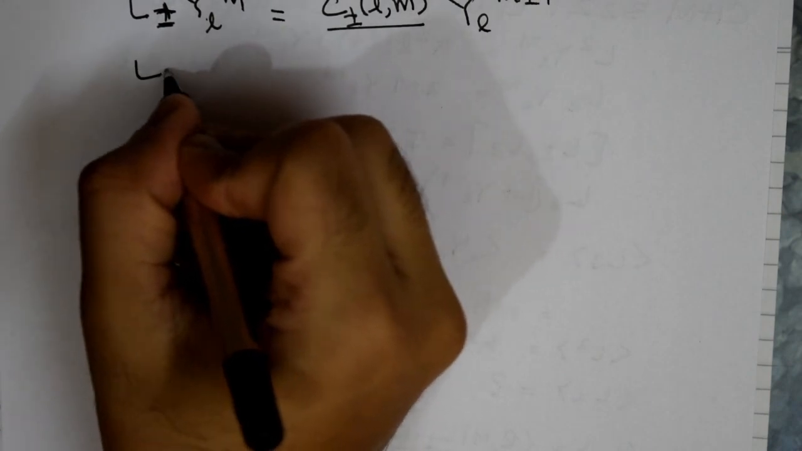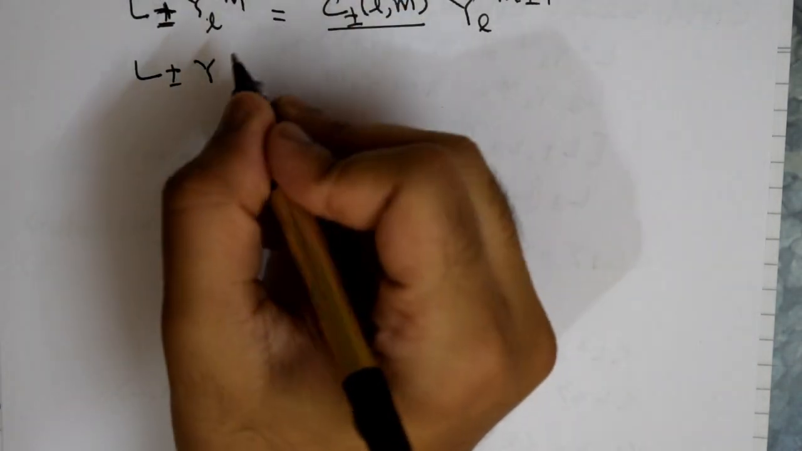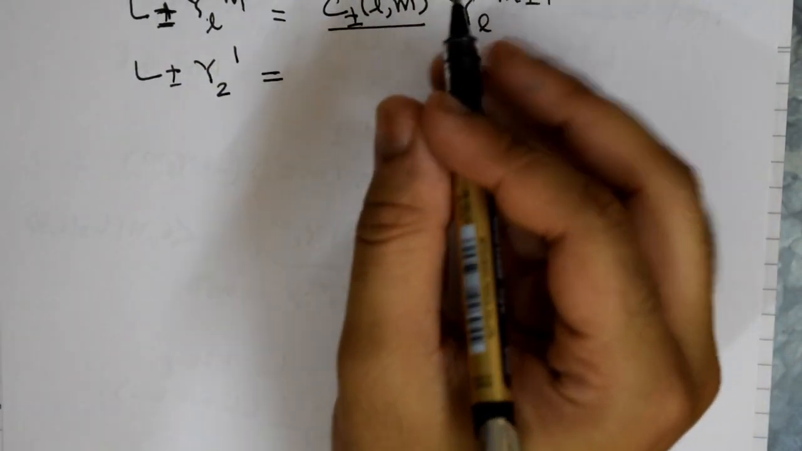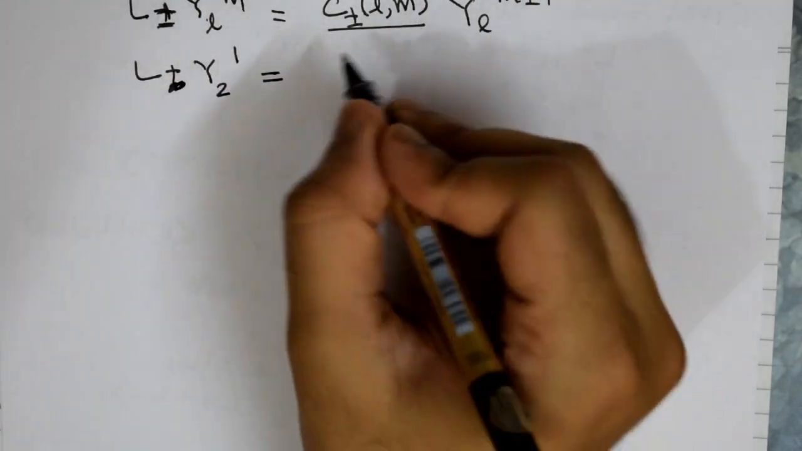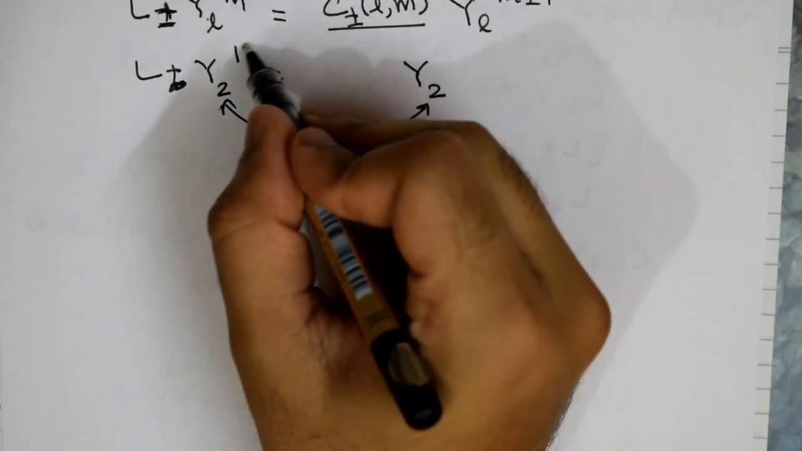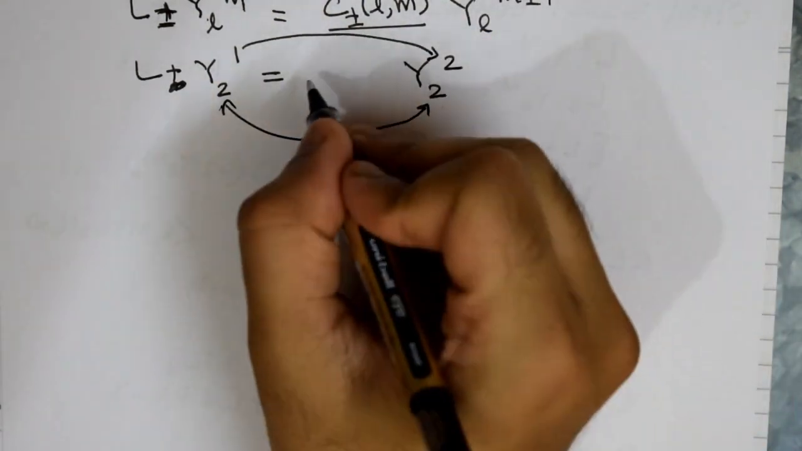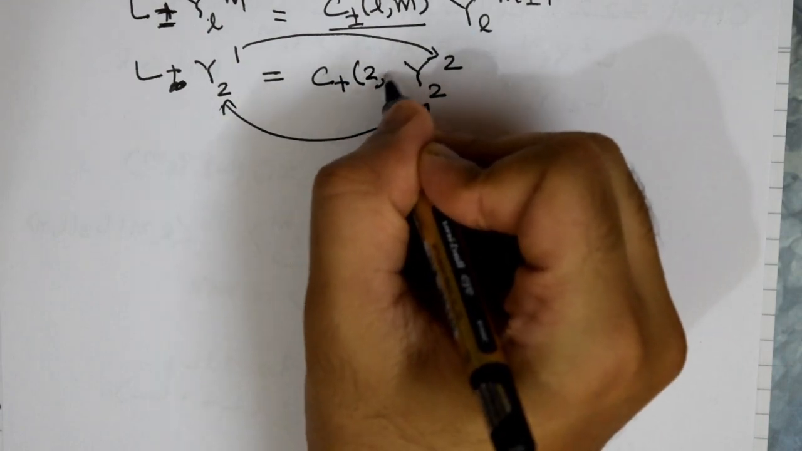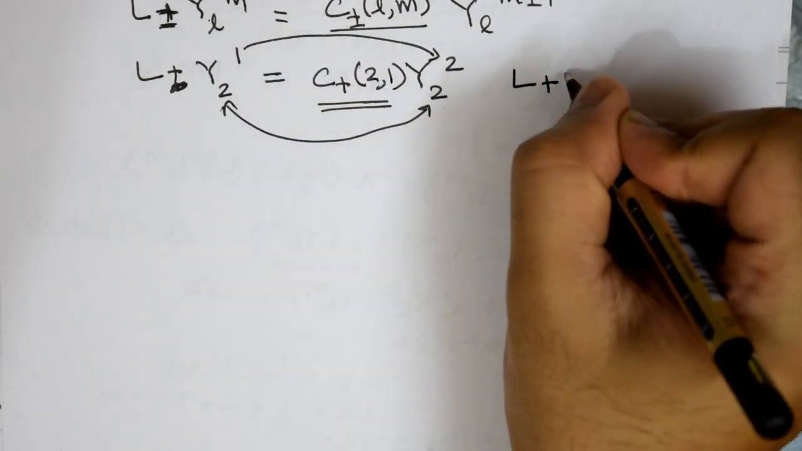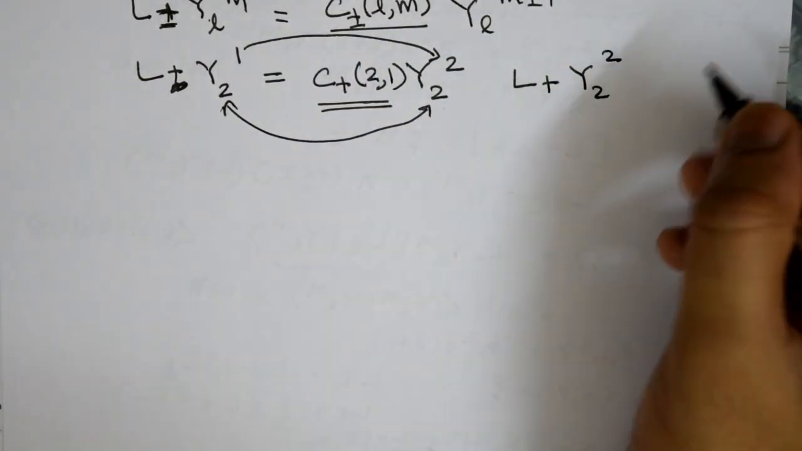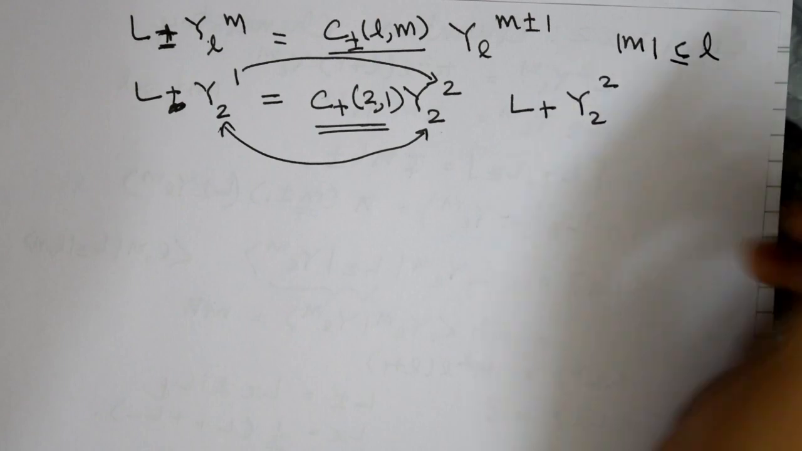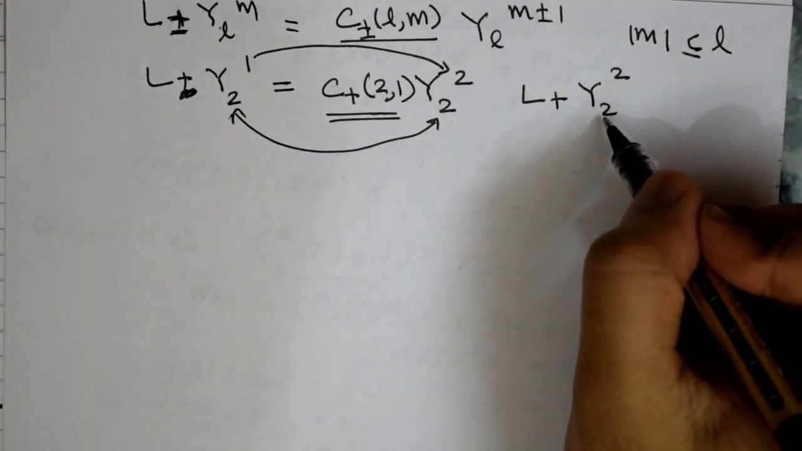So what are we trying to understand? When you operate L plus minus on, let's say, something like Y 2,1, what do you end up getting? Let's say L plus on Y 2,1. The L quantum number will not change, while the M quantum number will be incremented by 1. So you are trying to say C plus of 2 comma 1. What is this value? Now let's ask what happens when you operate L plus on Y 2,2. For the value of M, we know that the mod M is restricted between the values of L. So M value for L quantum number equal to 2 cannot exceed 2, so therefore this is going to be equal to 0.